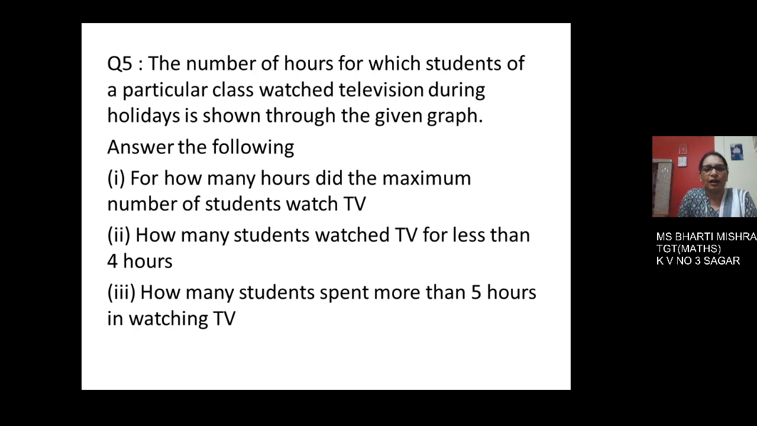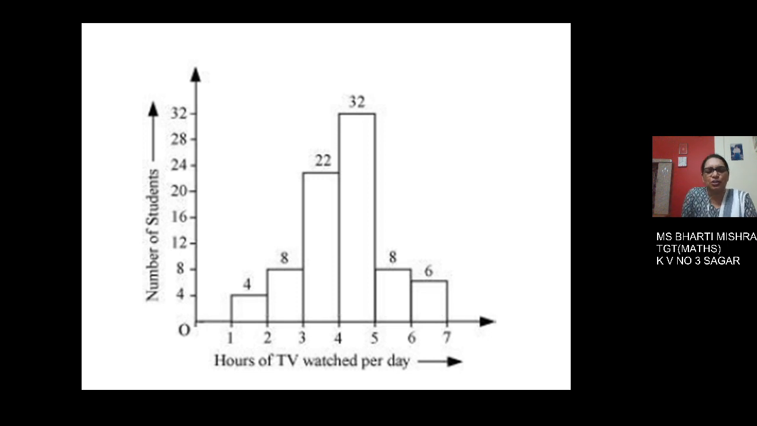So how many hours did the maximum number of students watch TV? How many students watch TV for less than 4 hours? And how many students spent more than 5 hours watching TV? Now here is the histogram given. The histogram shows, on the vertical line, the number of students, and on the horizontal line, the hours of TV watched per day. And see, at the top of each bar we have written the height of each bar given in this histogram. So let us answer the questions on the basis of the bars.